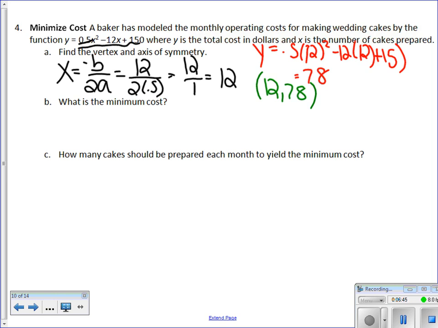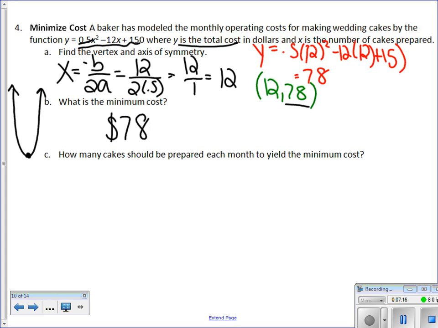Well, the minimum of any parabola is the vertex. So what is the minimum cost? The minimum cost is going to be the y-coordinate of our vertex. If you're having problems visualizing, here's our parabola with our vertex. We don't need to go through and mathematically solve this. We know our a is greater than 0, so we have a minimum on our parabola. The minimum is always the vertex. So the minimum cost is $78.